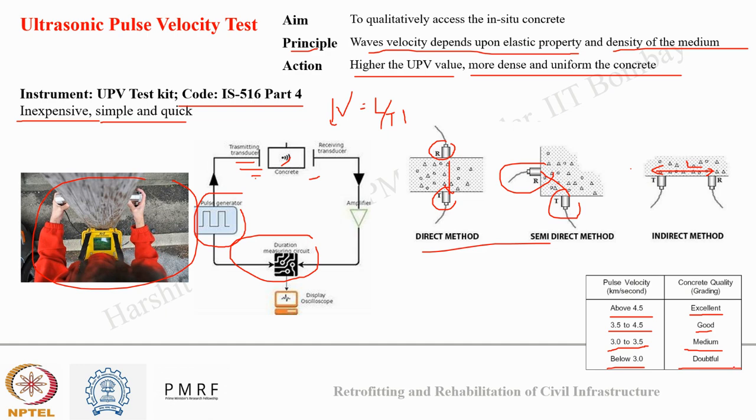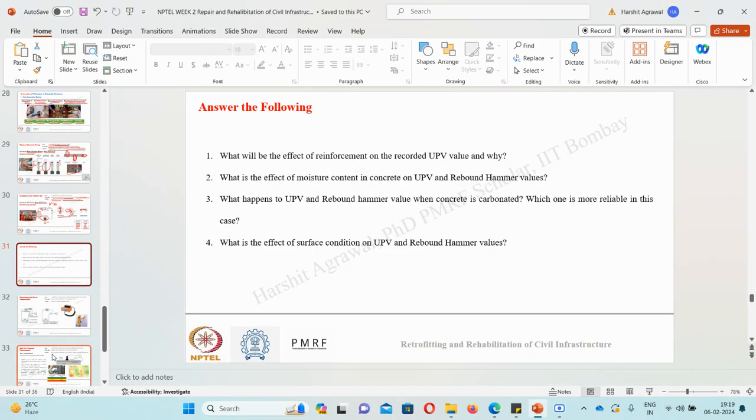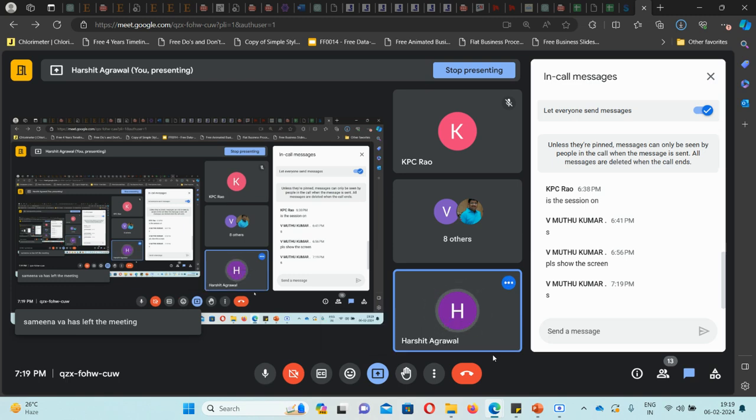So I hope everyone is clear with the discussion of UPV and rebound hammer. If yes, let's see some theoretical questions related to rebound hammer and UPV that will make you think more about the process of action of testing and how to take care of them during site inspection. Any doubts in the discussion of UPV and rebound hammer?